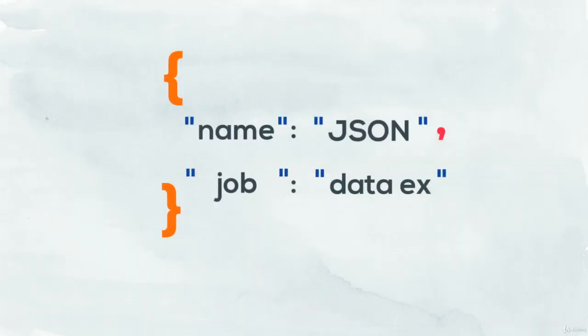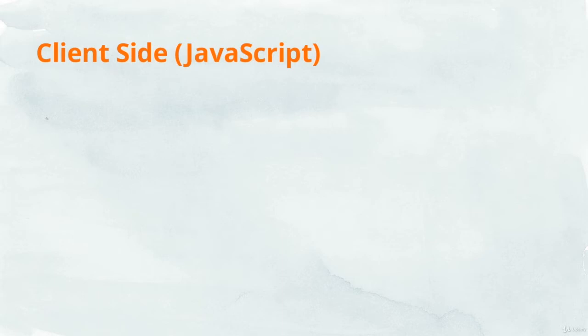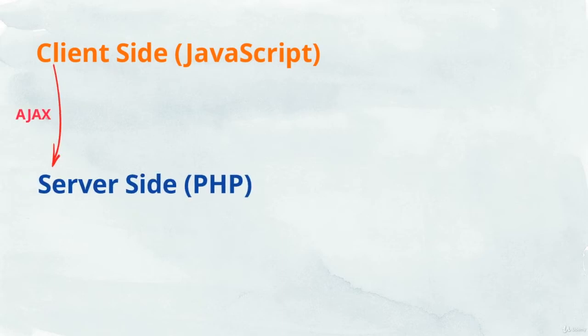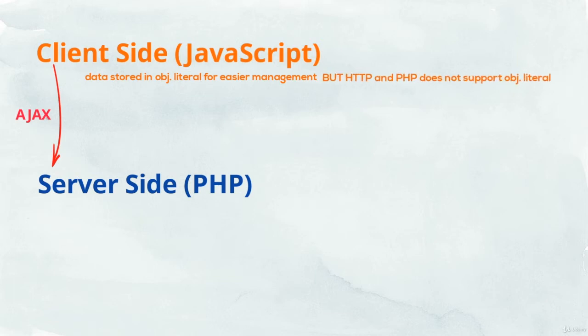Now let's take a look at how JSON helps us exchange data between the client side and the server side. Let's say we got a web app. The client side is powered by JavaScript and the server side by PHP. We use AJAX to transport data between them. The client side collects data from users and puts them in object literal for easier management. But the problem is we cannot directly send a JS object literal to the server side. The HTTP protocol does not support it. PHP does not understand it either.